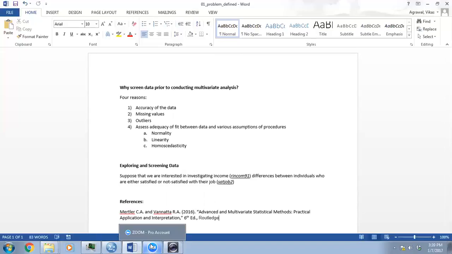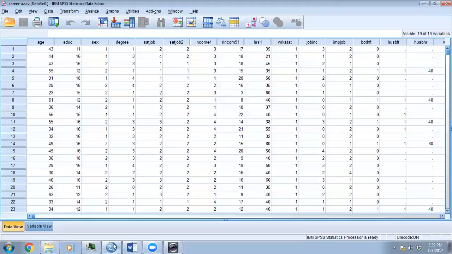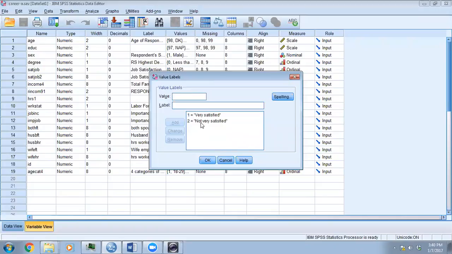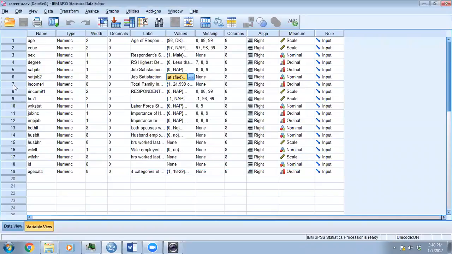So I'm going to open SPSS here. So that's the data we have here, Career.a.sav. I would like to go to the variable view here. We have a lot of variables here, but we are interested in job satisfaction, which is binary here. You can see here, very satisfied is 1, not very satisfied is 2, and our income 91. So this one has already missing values, but we need to deal with that one.